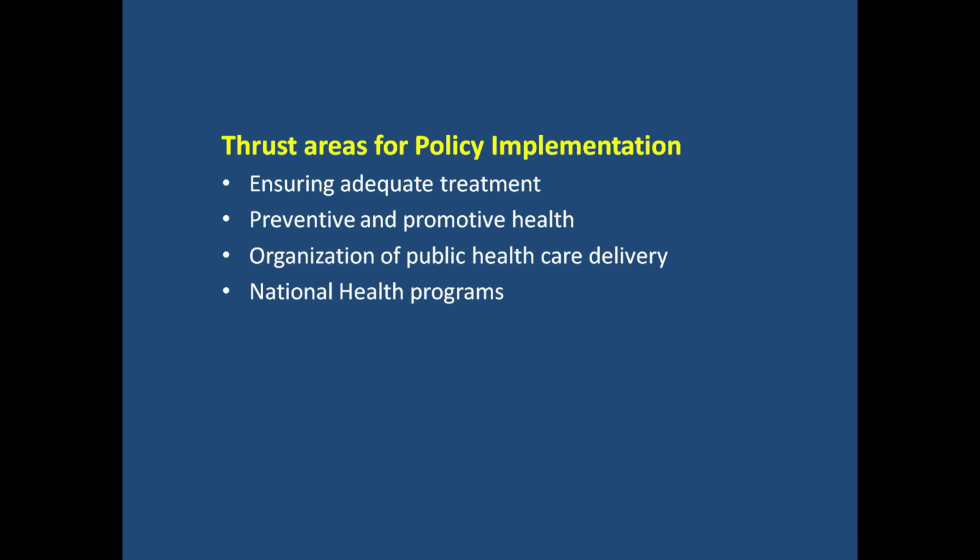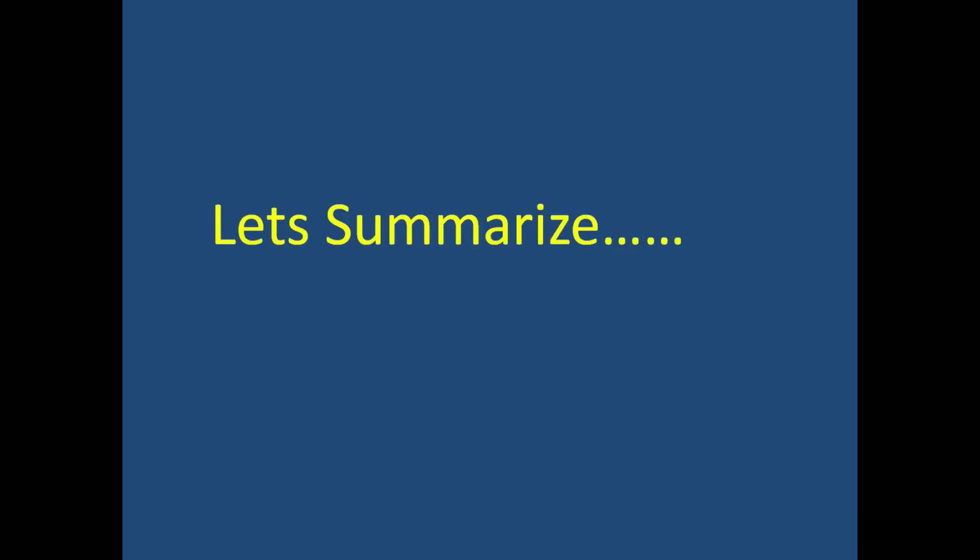So, if we summarize what we were discussing, we looked at the policy: why we need a policy, what a policy actually means, and how policies evolved from 1983 to 2002 to 2017. Things have changed. Obviously, the primary objective of all the policies has been to achieve good health for all the citizens of the country. A lot has been achieved, a lot needs to be achieved, and we need to continuously strive for better health of the masses.